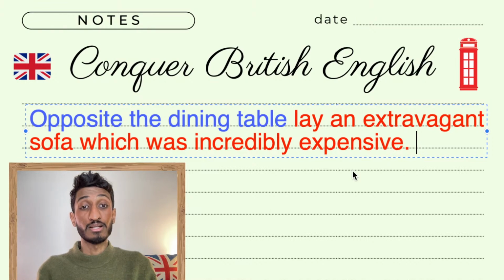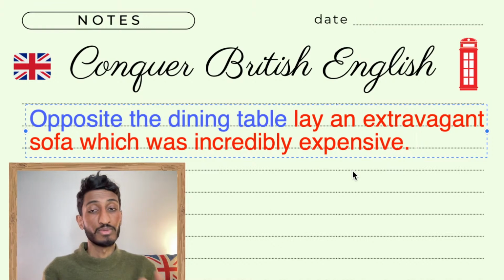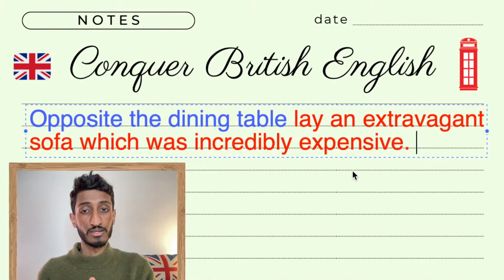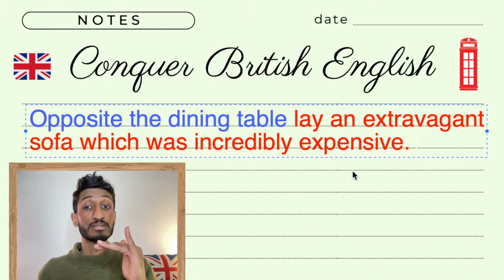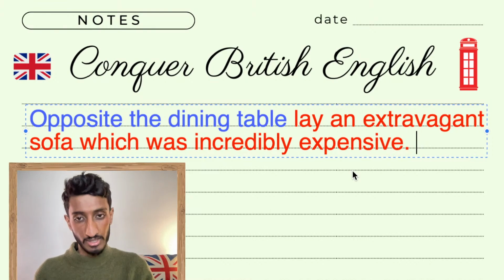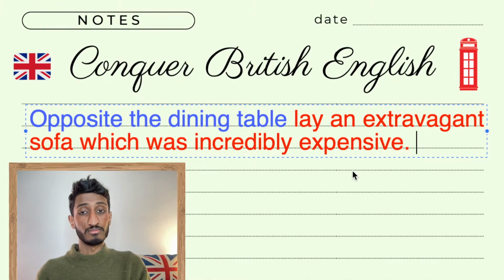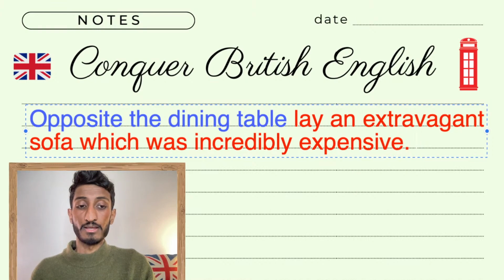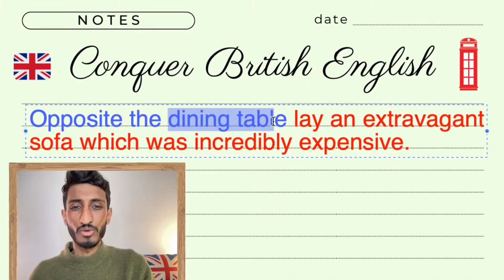Opposite the dining table lay an extravagant sofa which was incredibly expensive. Opposite the dining table, so dining table, notice the intonation pattern there, right? It is a little bit up and down. So opposite the dining table, so dining table, do you notice that? Dining table. Dining table. So let's just highlight that because I want you guys to understand that it does sort of go up and then down.